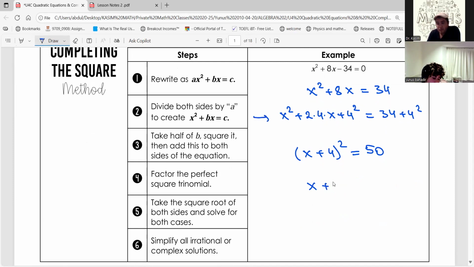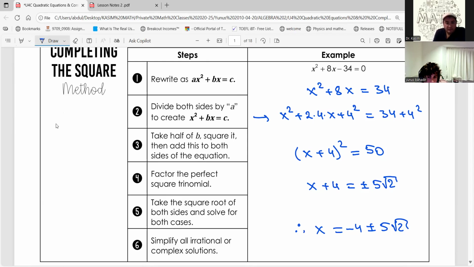So x plus 4 is equal to plus or minus 5 square root of 2. And now the next step is x equals negative 4 plus or minus 5 square root of 2.